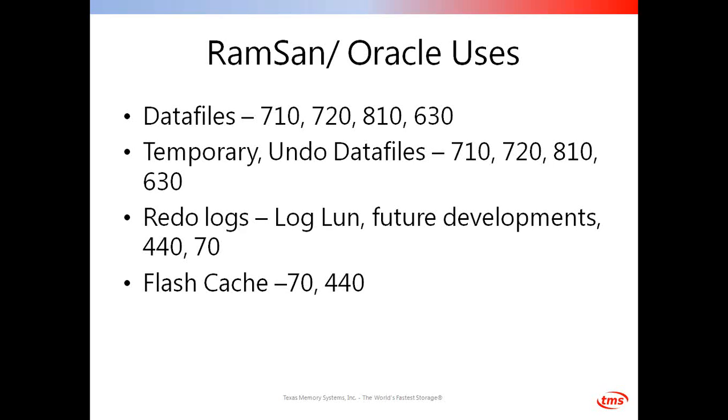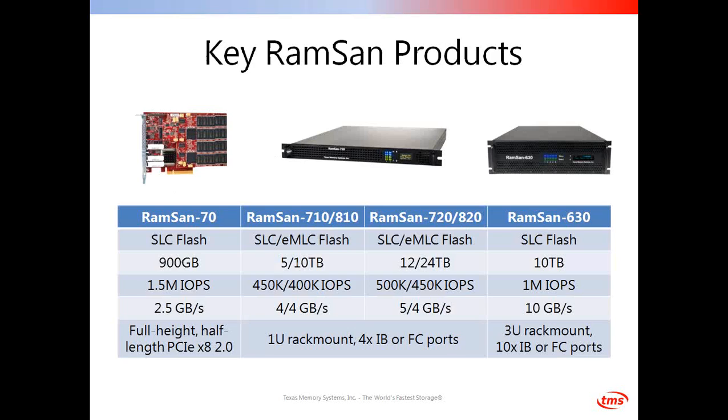Now all these numbers are probably confusing, so let's take a look at some pictures. There on the left, we've got the RAMSAN 70, which holds up to 900 gigabytes of memory. We've also got the 710 and 810, which go between 5 to 10 terabytes of flash in a 1U box. Then you've got the 720 and 820 that go 12 to 24 terabytes of storage in a 1U box. And then the 630, which uses what's called SLC flash, and it provides 10 terabytes of storage and up to 1 million IOPS. Its biggest offering is that it offers 10 interfaces on the back for you to plug in, whether they're InfiniBand or fiber channel.